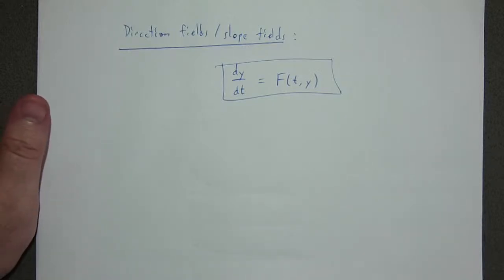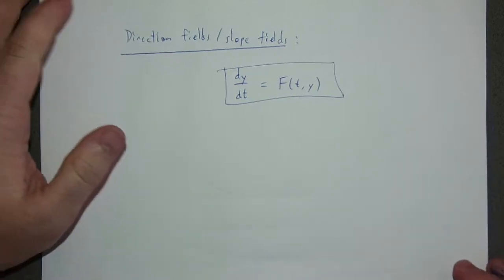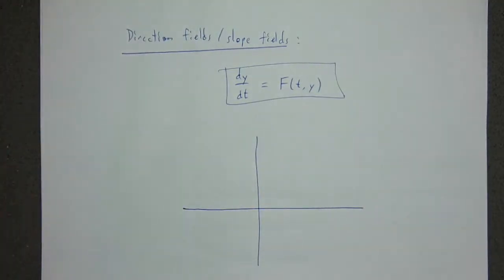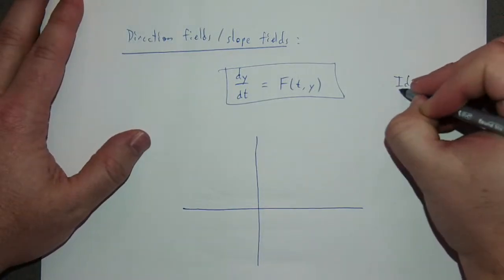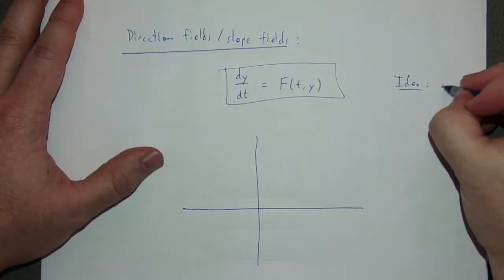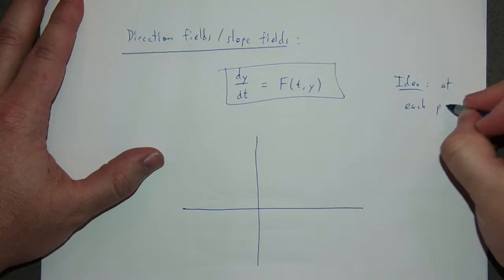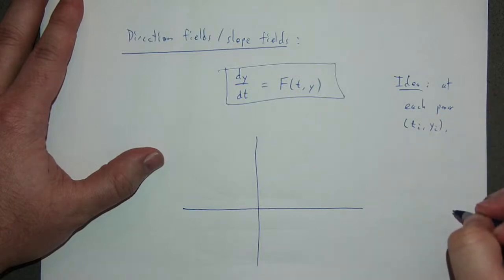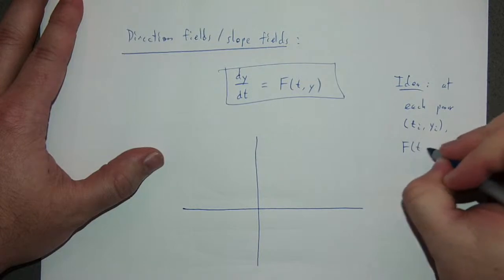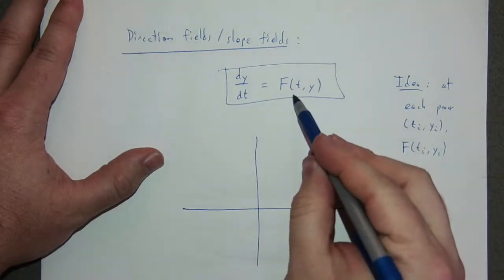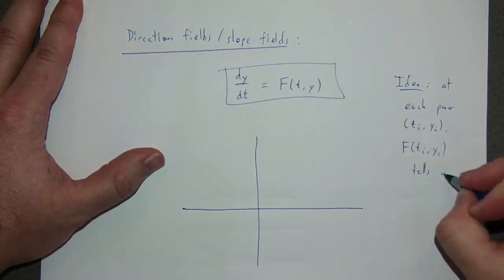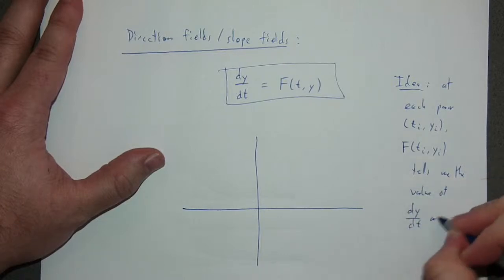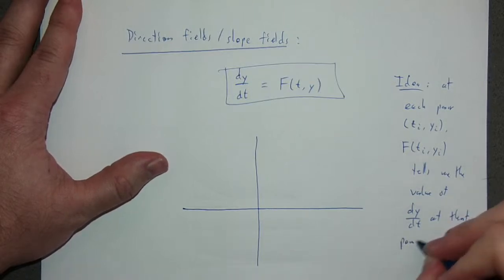And so to generate what's called a direction field, the idea is this: at each pair, say t sub i, y sub i, f of t sub i, y sub i, being the right hand side of this, tells me the value of dy dt at that point in the ty plane.